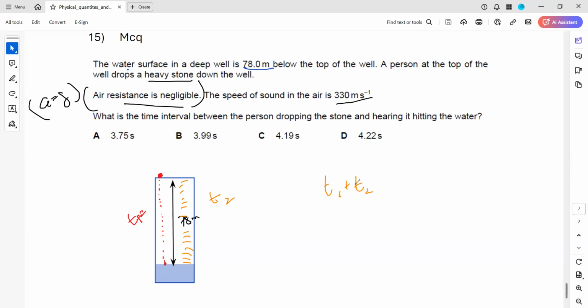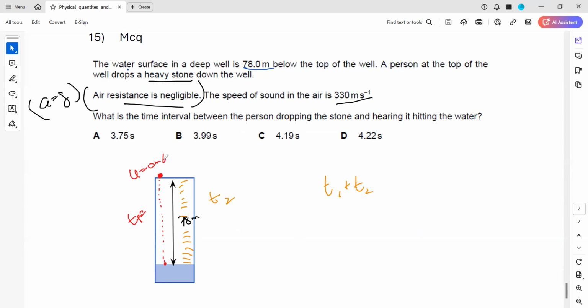Because the stone will go down, it hits the water surface, the sound will move in all the directions, but upward cover a distance of 78 meters and then we'll hear. So what we have to do, we have to find the time taken by the stone to hit the water, and we have to find the time taken by sound to reach the top, and we'll just add the two time intervals. That will be the total time interval between a person dropping a stone and hearing it from the water. But when a stone is falling, it is accelerating.